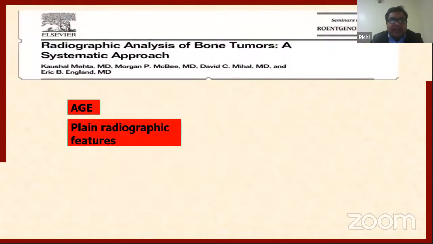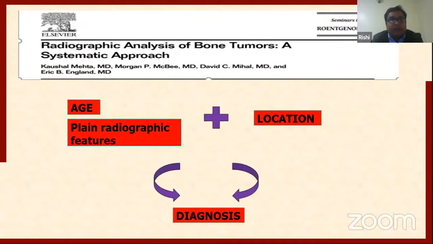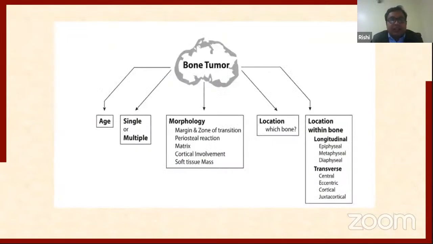In any plain X-ray, age, plain radiographic features, and location in bone are very important in coming to a radiological diagnosis of bone tumors. What all things do we need to see in X-ray? Whether the lesion is single or multiple. We need to look into the morphology of the lesions, margin, periosteal reaction, zone of transition, cortical involvement, soft tissue mass, which bone is involved and which part of the bone is involved, and whether the lesion is centric, eccentric or cortical. All these things are to be assessed in plain X-ray to come to a diagnosis.